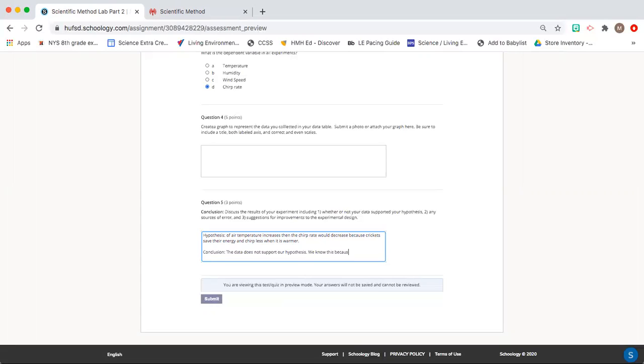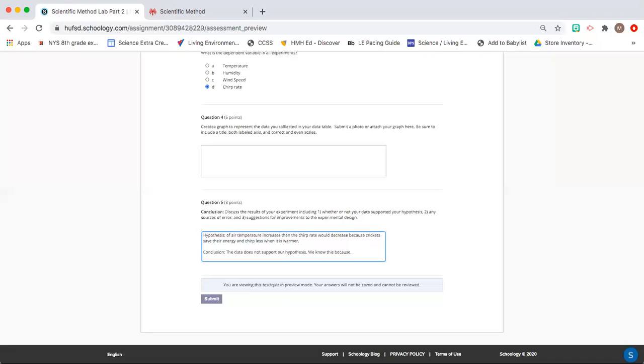We know this because, and then we're going to talk about our data. So you might say something like, we know this because as the air temperature increased, so did the chirps. At 5 degrees Celsius, we had 4 chirps per minute, and as it increased at 15 degrees Celsius, it increased to 76 chirps per minute. At the highest temperature, 45 degrees Celsius, we had the highest chirp rate at 292 chirps per minute. So you're going to put all of this information into your conclusion.